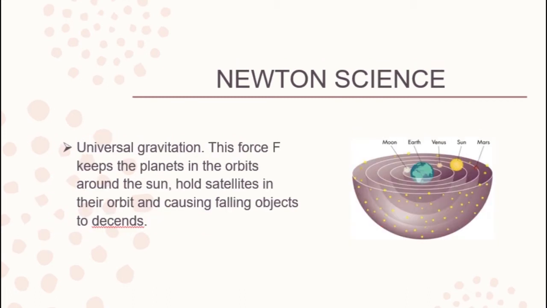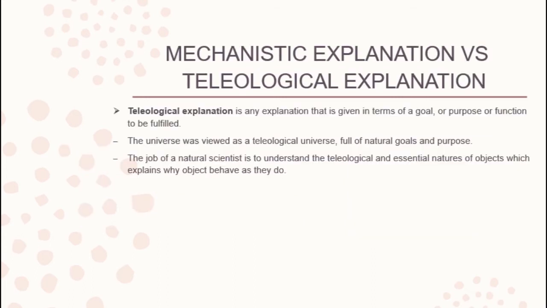Newton's science: universal gravitation. This force, F, keeps the planets in their orbits around the Sun, holds satellites in their orbit, and causes falling objects to descend.